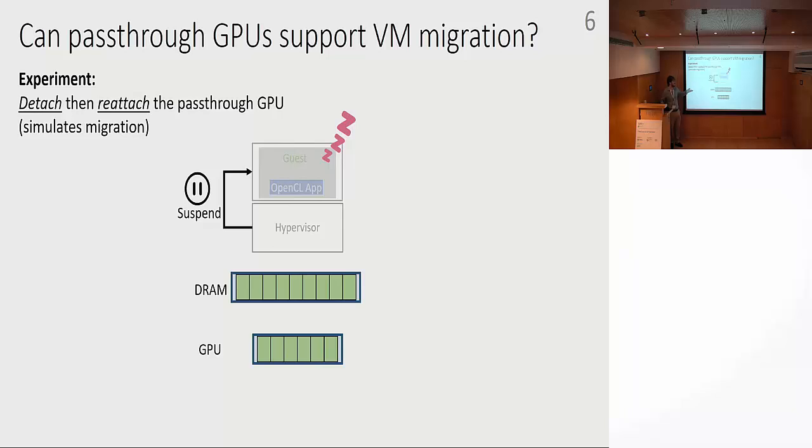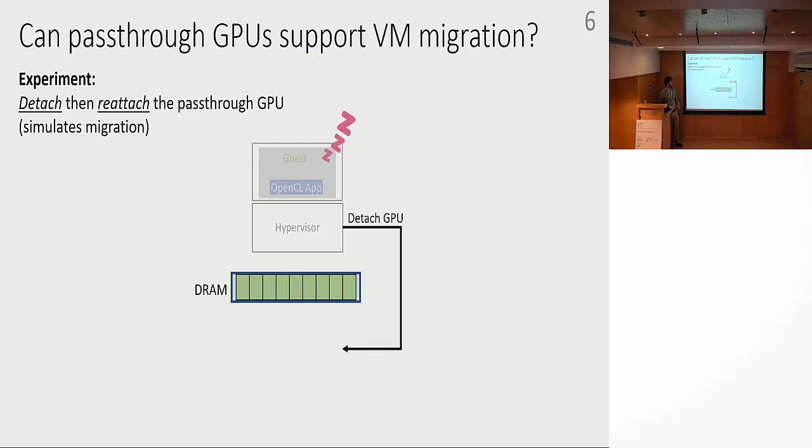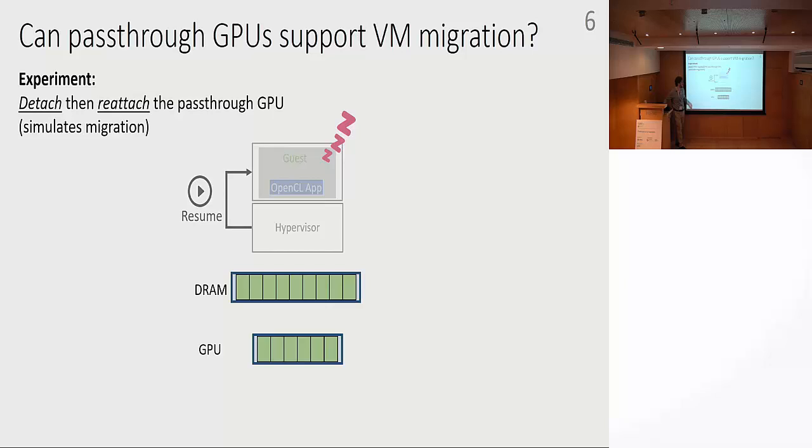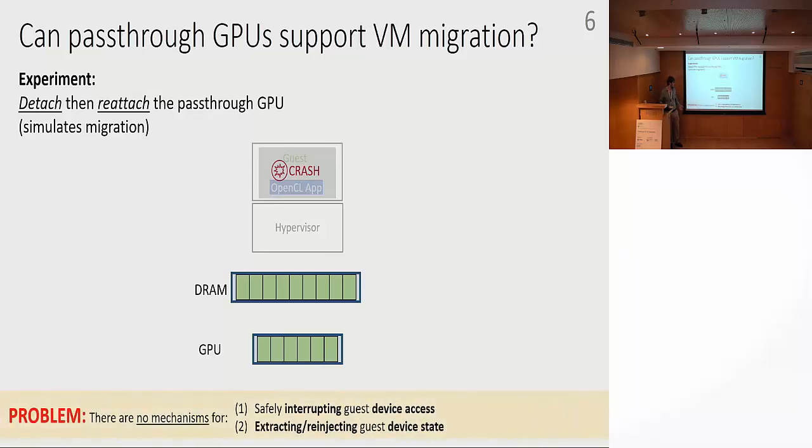First we send a suspend signal to the guest. Hopefully the GPU state will be written to DRAM at this point. Then we detach the GPU from the hypervisor, and we reattach the GPU. Then, after resuming the guest, it turns out the guest actually crashes. What this is telling us is that there are no mechanisms to safely interrupt access to a GPU. Also, we don't have any mechanisms for extracting and reinjecting the device state. So what we have to do is build them ourselves.